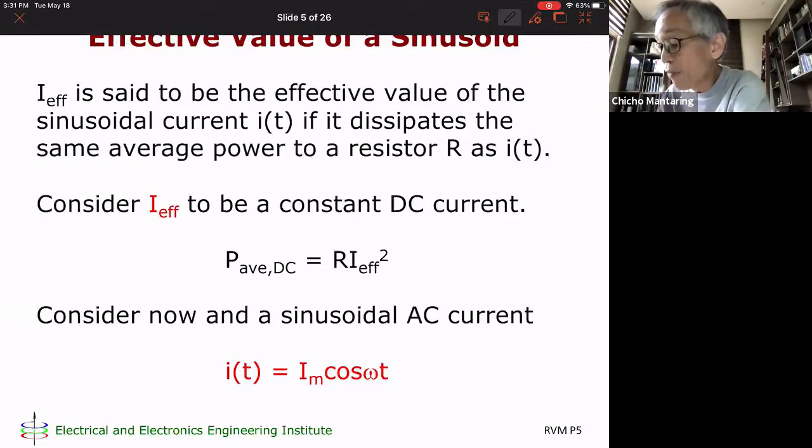Okay, so if IEFF is the effective value, this IEFF will deliver to a resistor R this amount of power: R times IEFF squared. Power is equal to I squared times R. Now, if I have this sinusoidal current, I of t, sabihin na lang natin muna na yung alpha, yung phase angle, is equal to 0, because whether or not you have a phase angle, the results will be the same.